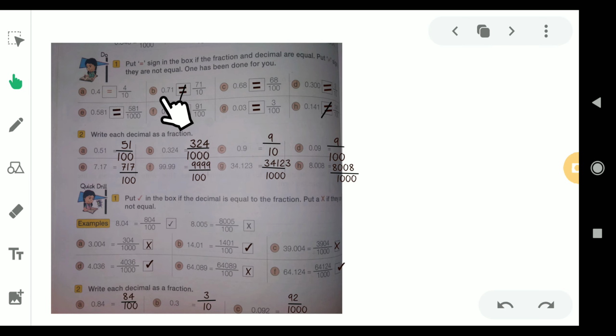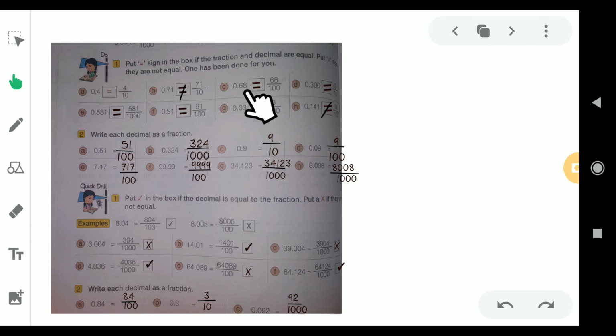Let's move on to the next question. It is 0.71 and its fraction form is 71 divided by 10. Just look at the number of decimal places here, 1, 2. So there are 2 decimal places here. But are there 2 zeros in the denominator? No. There is only 1 zero in the denominator. So 71 divided by 10 is not equal to 0.71. That is why you write the equal sign and afterwards draw one line across this equal sign. This is the unequal sign. Let's move on to the next question.